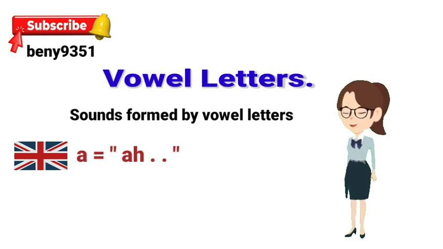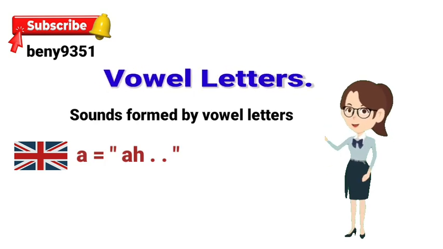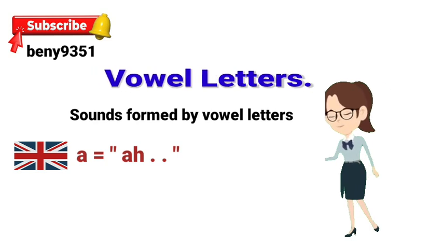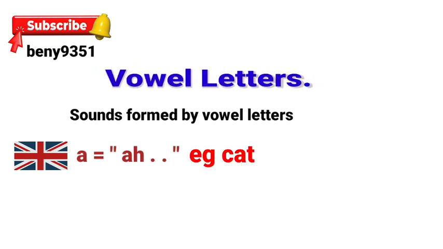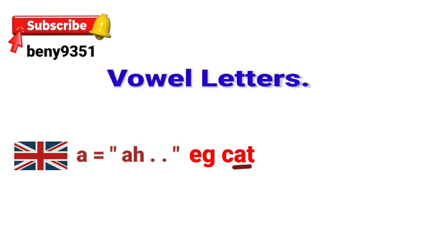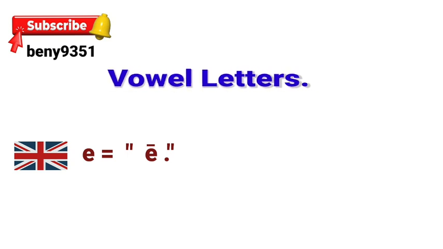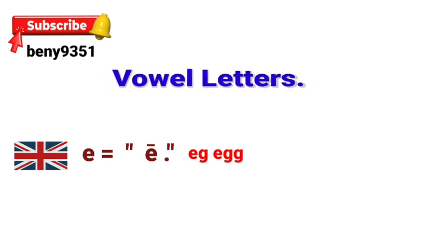A makes sound A. An example, cat. So A is pronounced as A, forming cat. E makes sound A. So E is pronounced as A according to vowel letters. For example, egg.